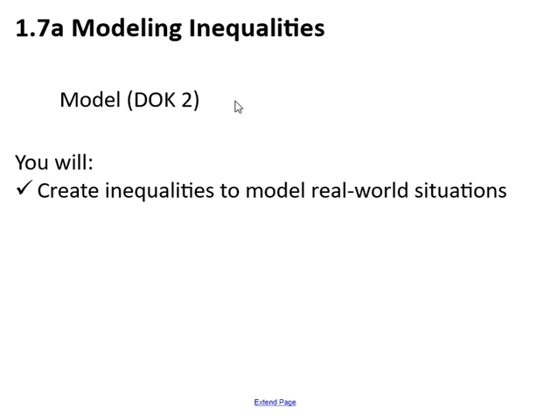Hello, welcome to Unit 1B, which is solving equations and inequalities. Now you'll notice that we're going to pick up right where we left off after Unit 1A. So this is a continuation of what we've already learned. We're just adding a few things to it.